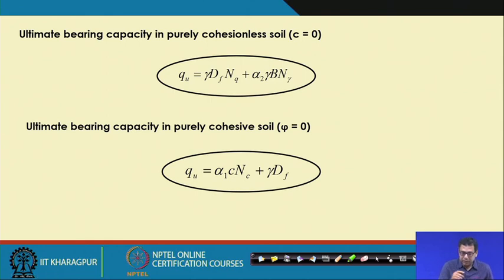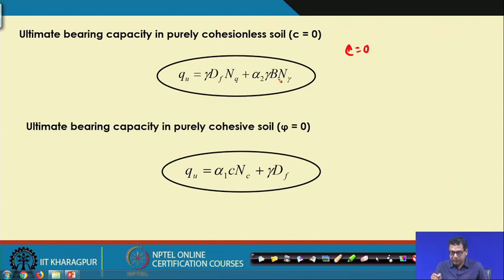Now, if I simplify this equation for ultimate bearing capacity for purely cohesionless soil, C is equal to 0. So, if C is equal to 0, then as I mentioned, this NC term is equal to 0, the first term will vanish. So, that is why the equation will have the second term and the third term.